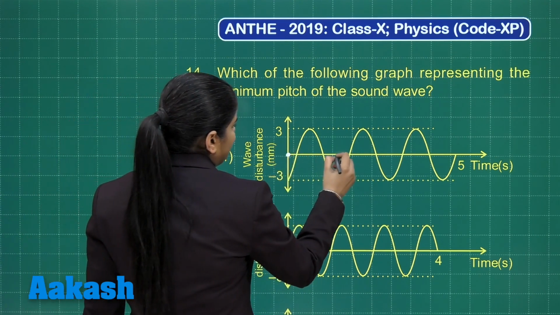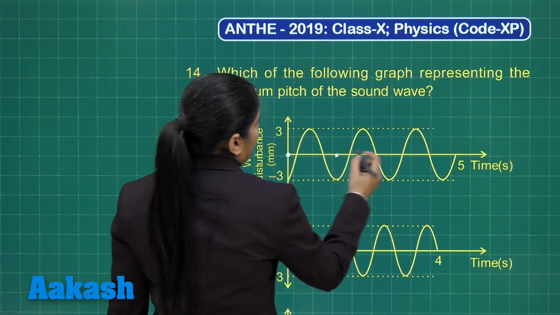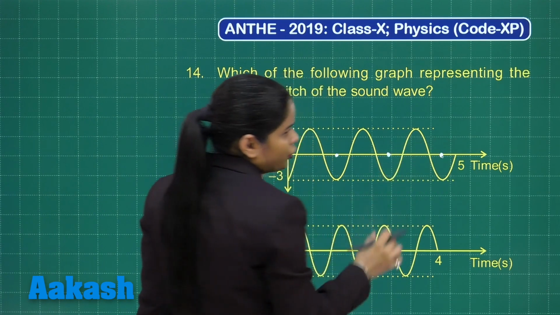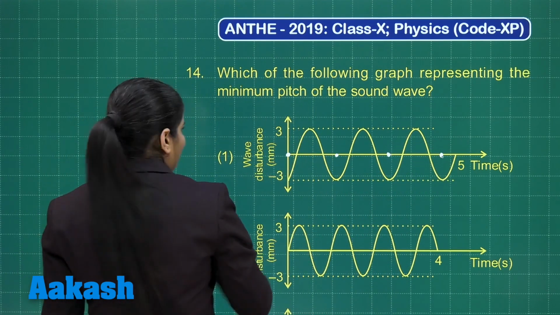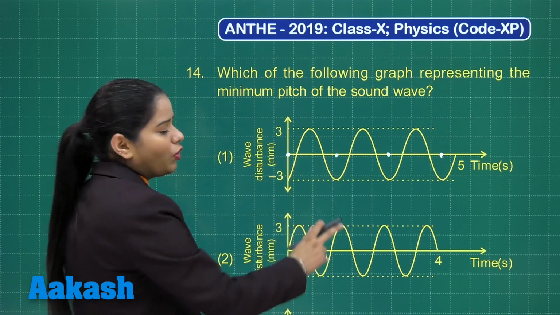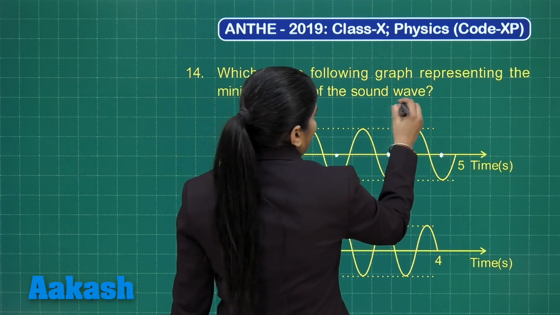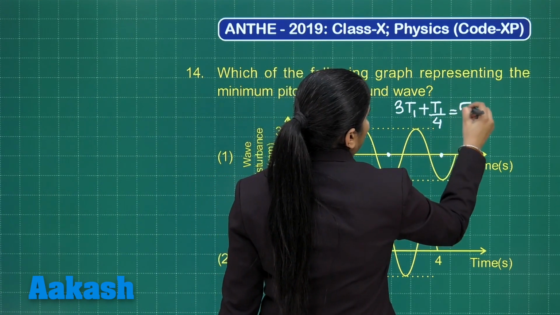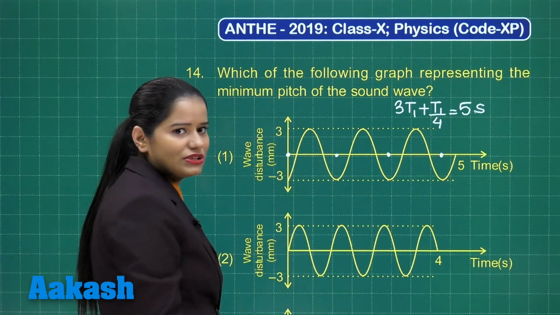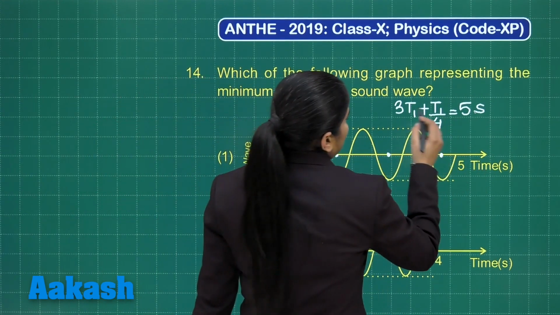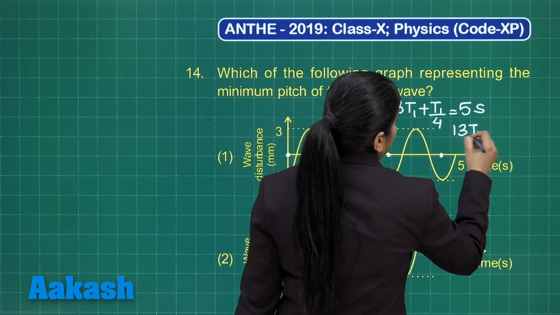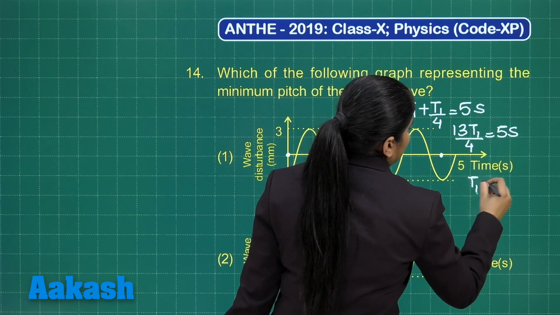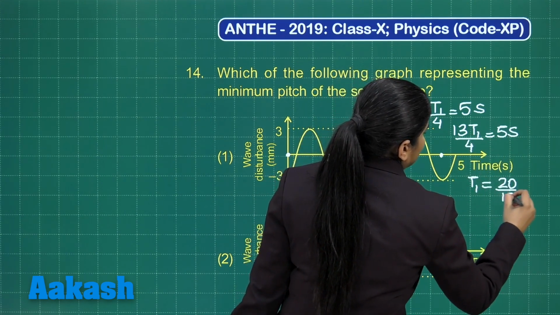From here till here, this is one complete wave. From here till here, second wave, third wave, and this remaining portion is 1/4 of a wave. If I consider T1 to be the time period of this given sound wave, I can write 3T1 plus T1 by 4 is equal to 5 seconds. Seconds is the unit of time mentioned in the question. So this will be 13 T1 by 4 is equal to 5 seconds, and T1 comes out to be 20 by 13 seconds.